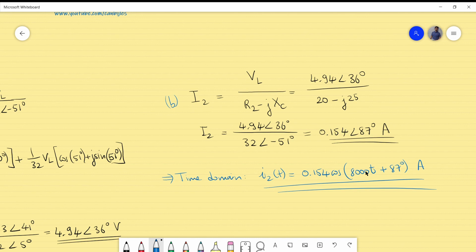Okay, that's it for this example, the RLC example. We will continue with other examples, with other analysis methods like mesh current analysis, superposition, Thevenin, Norton.